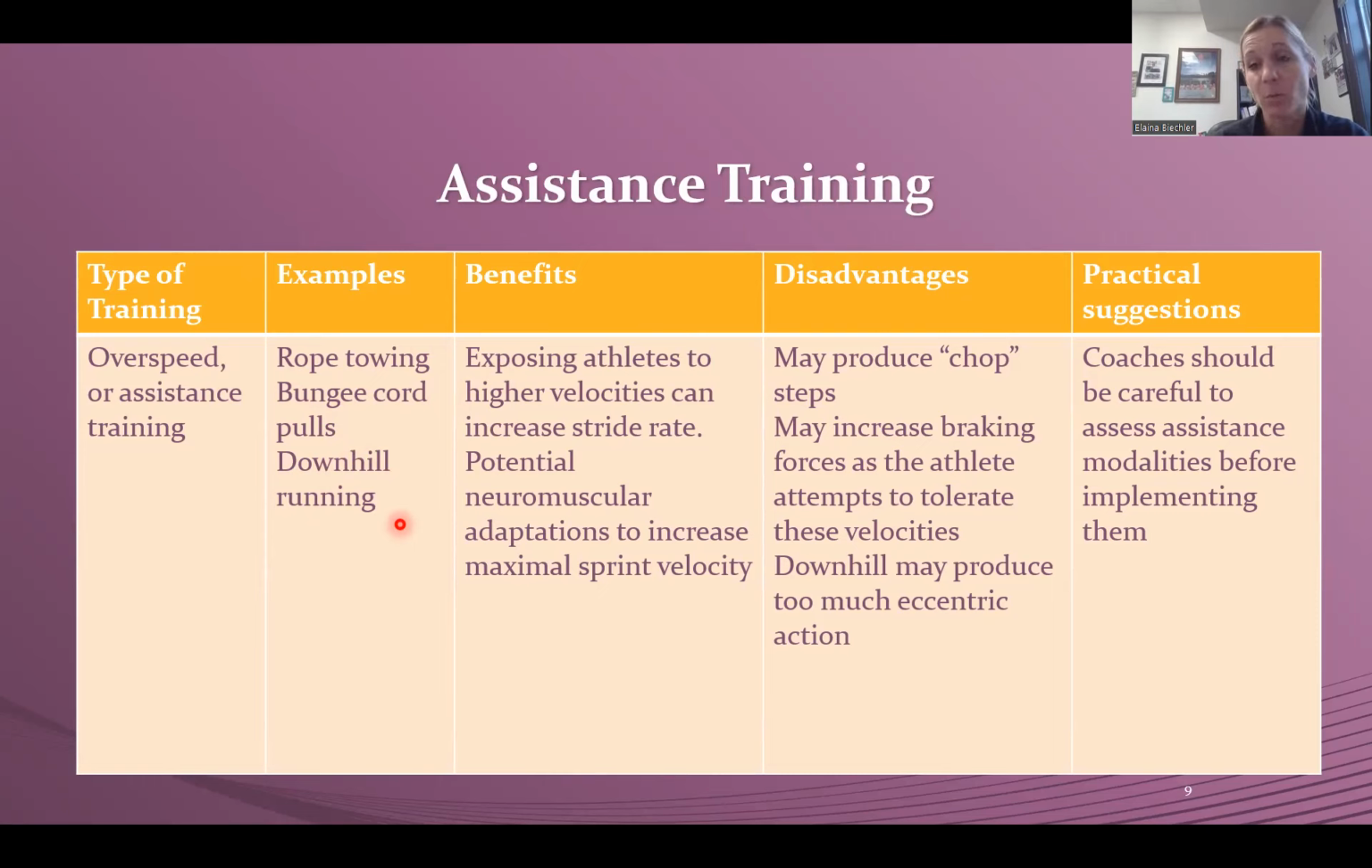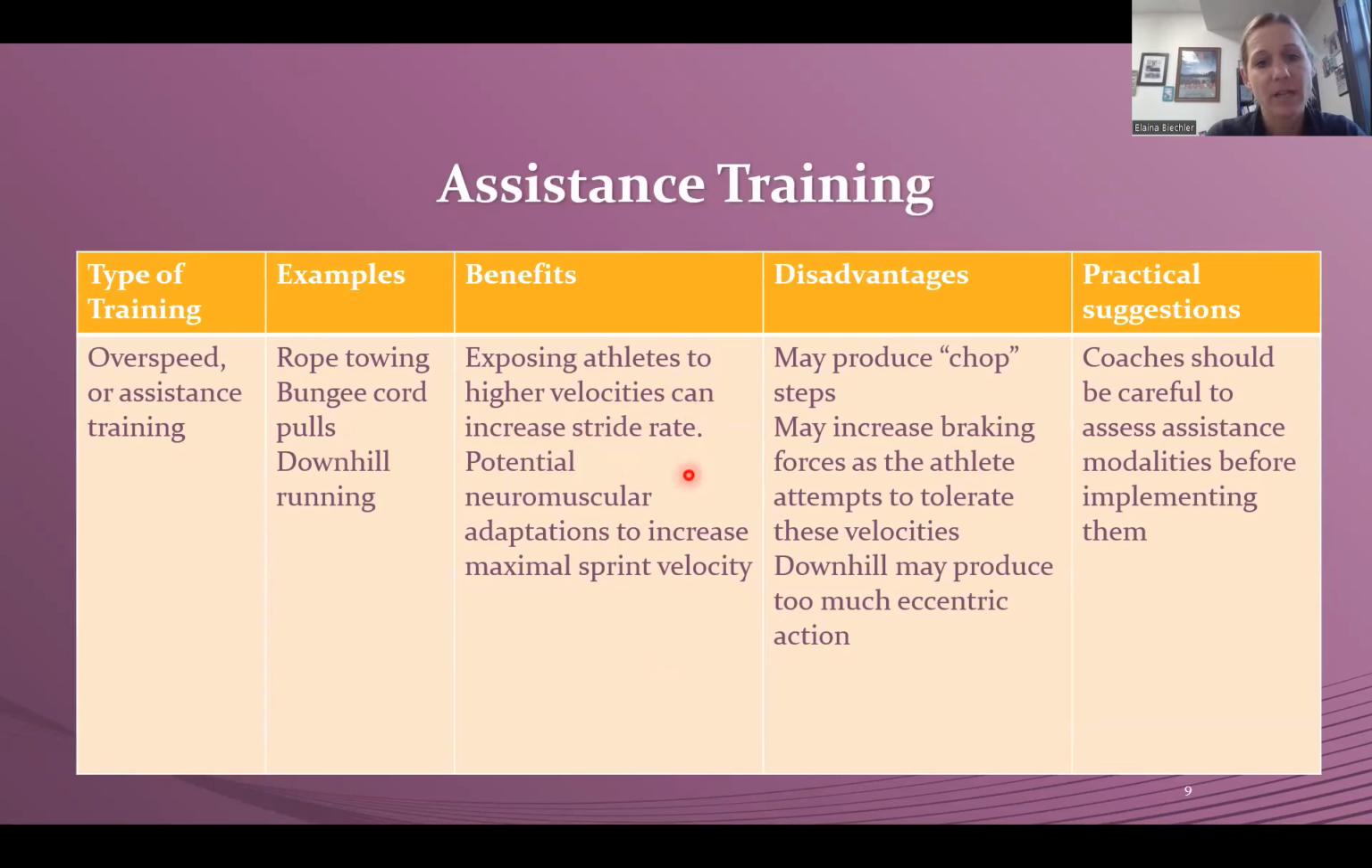You could also do something like with a tailwind as well. That would give you a little bit of an assistance. That's not listed here, but that'd be another example. Benefits of this: explosive athletes can run at a higher velocity, and so therefore it can allow them to increase their stride rate. And again, when we think about the two elements that determine how fast someone is, it's stride rate and stride length. Okay, so understanding how big your stride is and how frequently you can put your feet down. So it's going to help us with that stride frequency or stride rate.